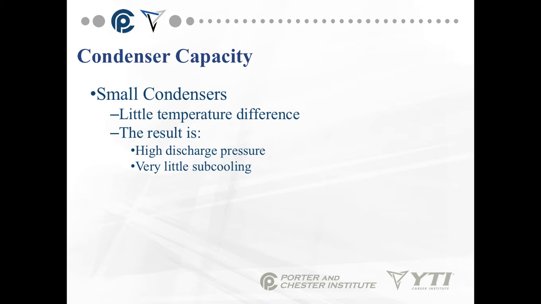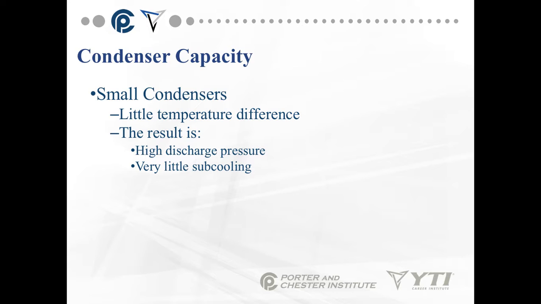Small condensers, like the type you find on the refrigeration trainers, the restaurant reach-in units, and the condensers found in the bottom of soda machines and other refrigerators, are very small, with a very small area for heat exchange. Little temperature differences. The result is a pretty high discharge pressure and very little subcooling. So the condenser side has to do with subcooling.